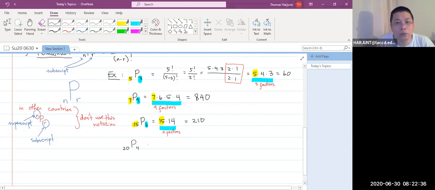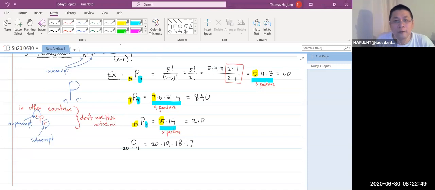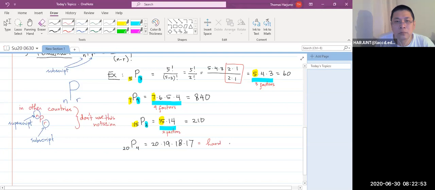Now this is supposed to be 20 times 19 times 18 times 17, right? Start from 20, 4 factors down. But this is hard to do by hand. Hard to compute by hand.